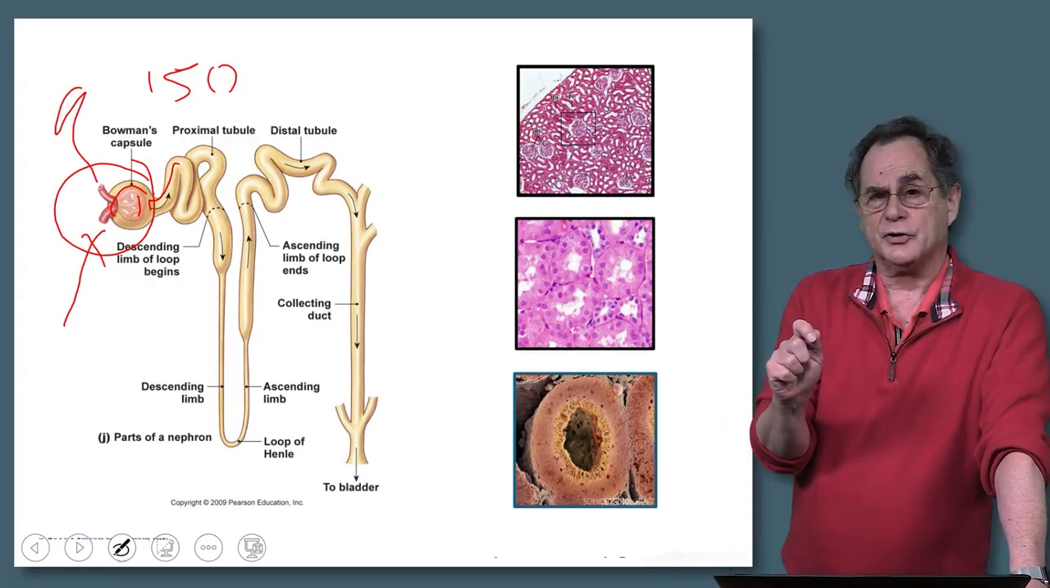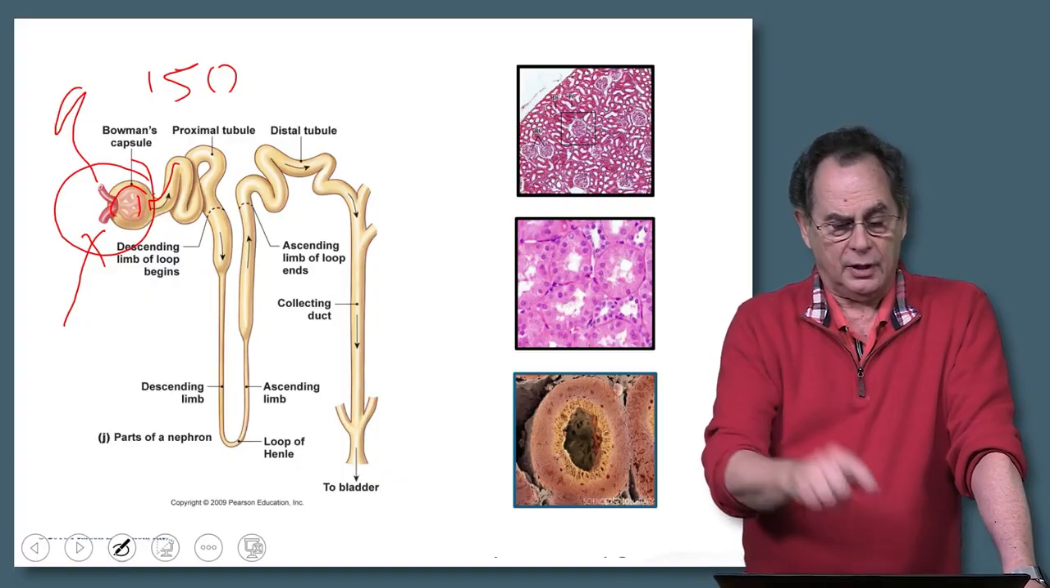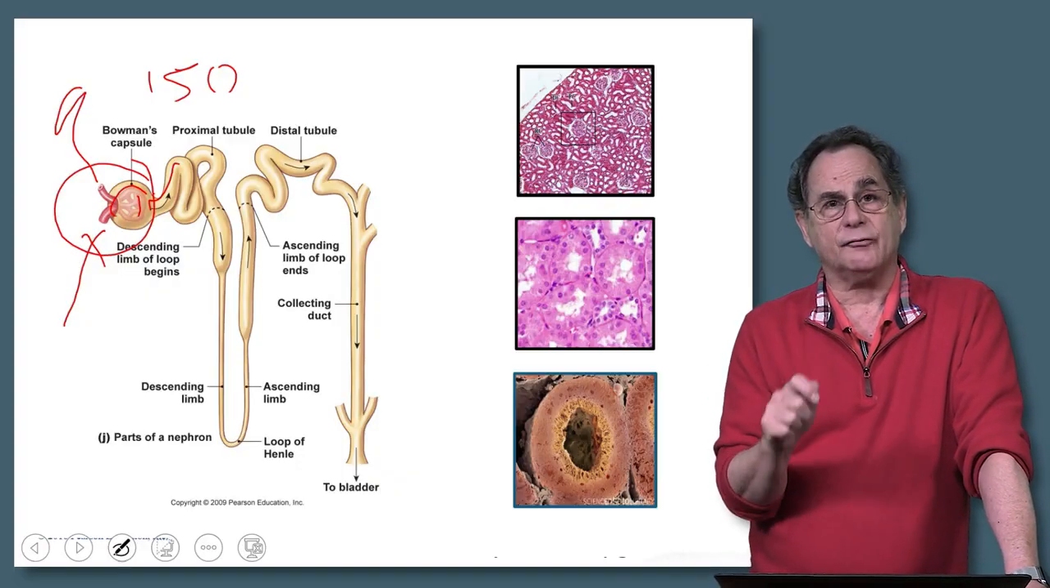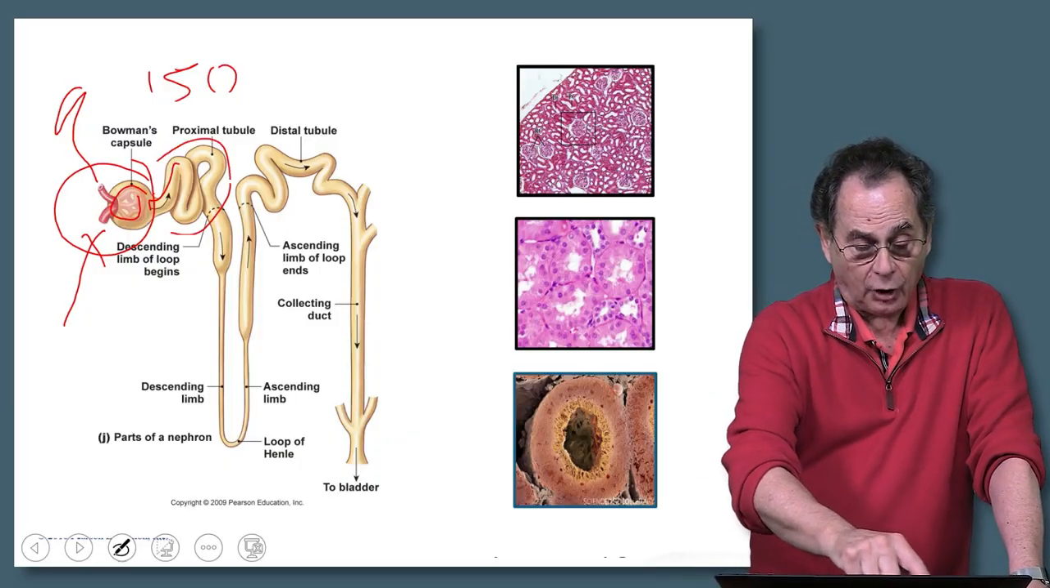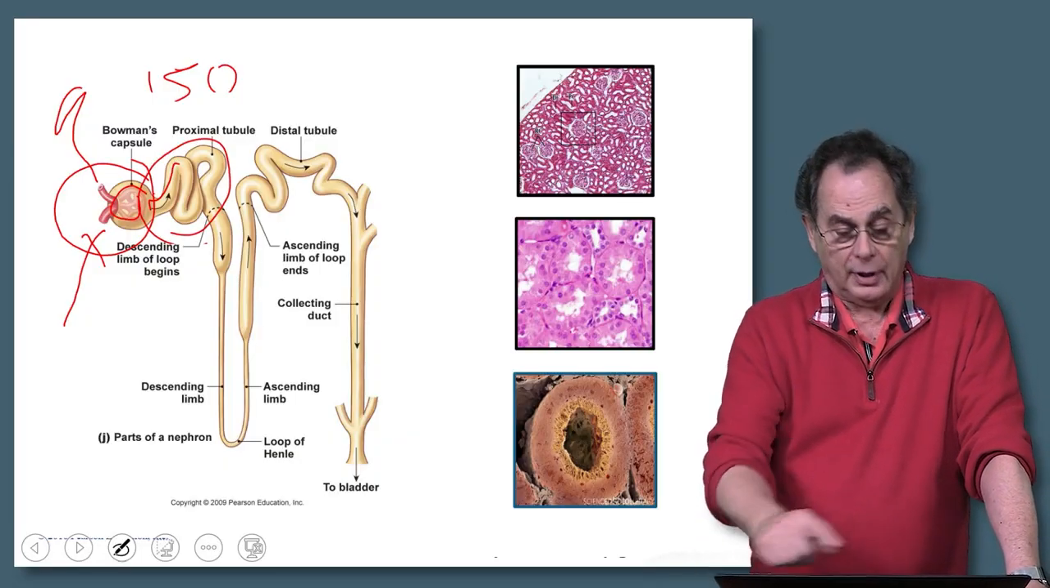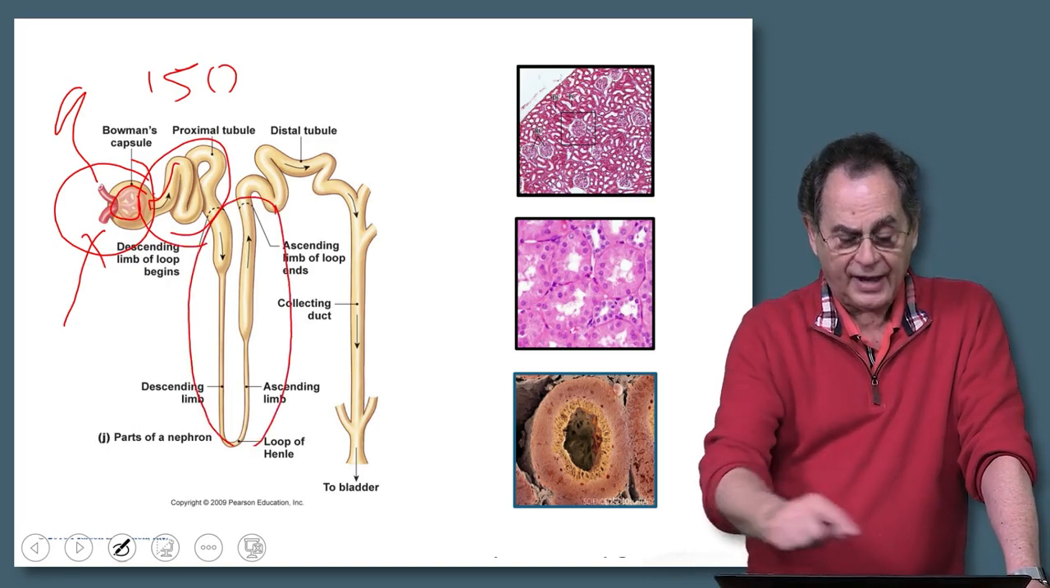So each glomerulus that we have, the 1 to 2 million, is attached directly to a nephron. And we taught these are the nephron segments. So the very first part is called the proximal tubule. And then there's a loop of Henle.